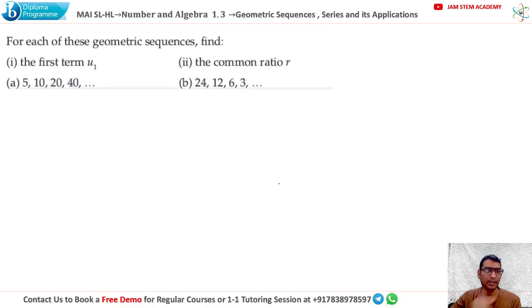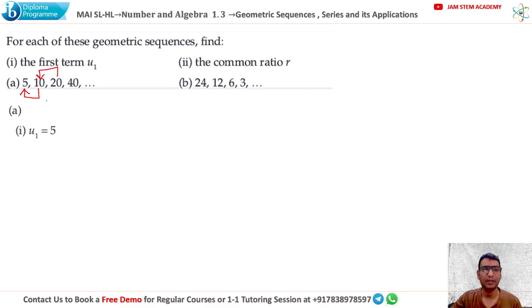Next, let's discuss a few questions on GP. It says for the following geometric sequences, find the first term as well as the common ratios. If you look at the first one, what is the first term? 5 is the first term. And what is the common ratio of this GP? The common ratio of the GP is given by dividing this by this. So 10 upon 5 is the same as 20 by 10.